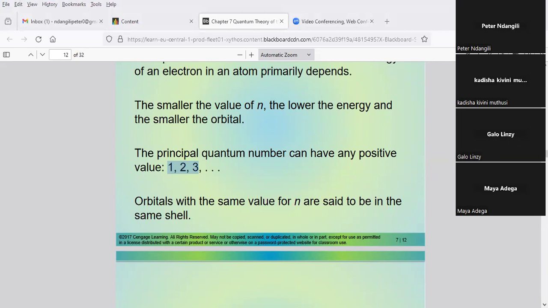Can a shell equate to an orbital? No, a shell is an orbit, or a shell is an energy level. Within the energy level, we are going to have orbitals, the specific regions within an energy level where an electron is most likely found. Clarified? Yes, sir. Thank you.